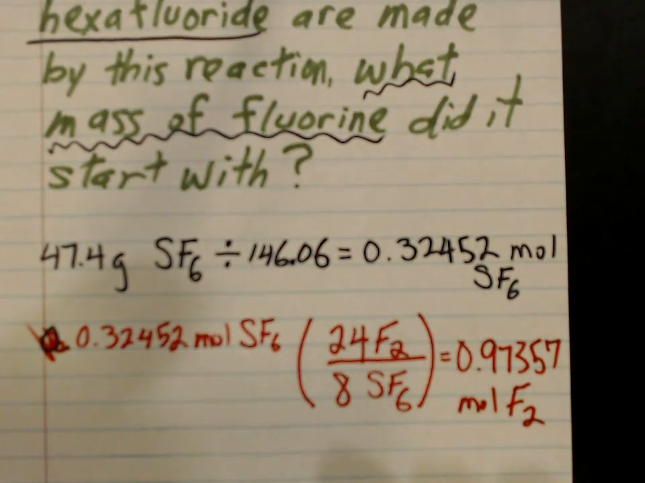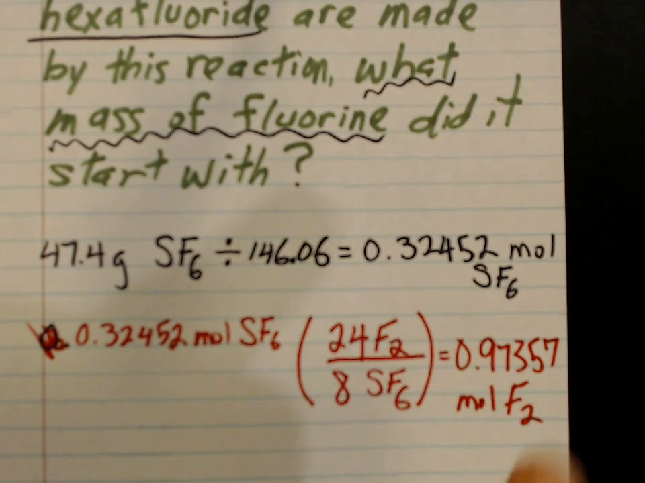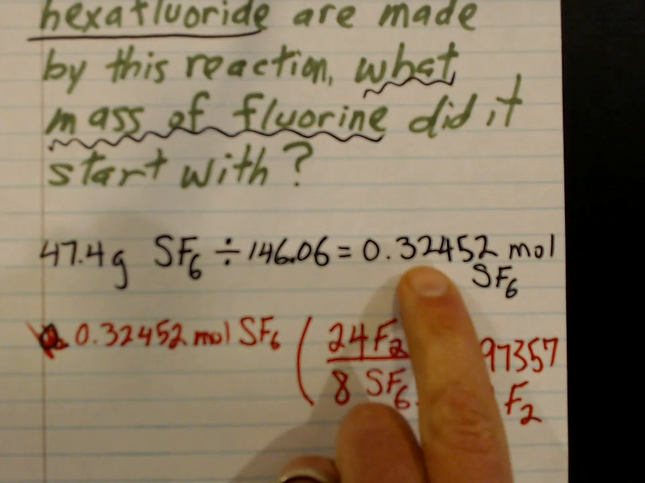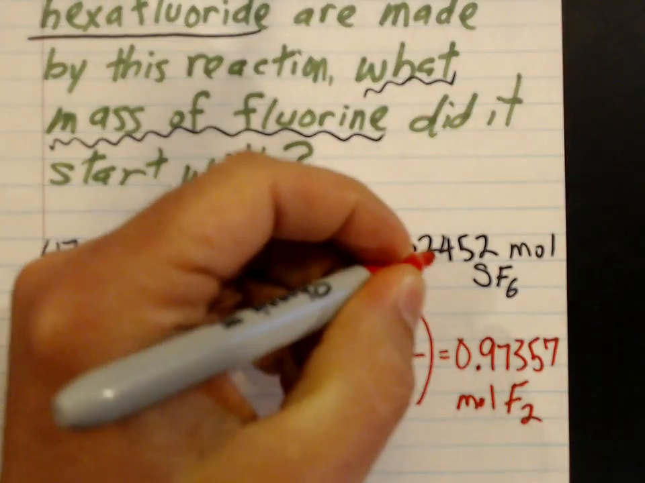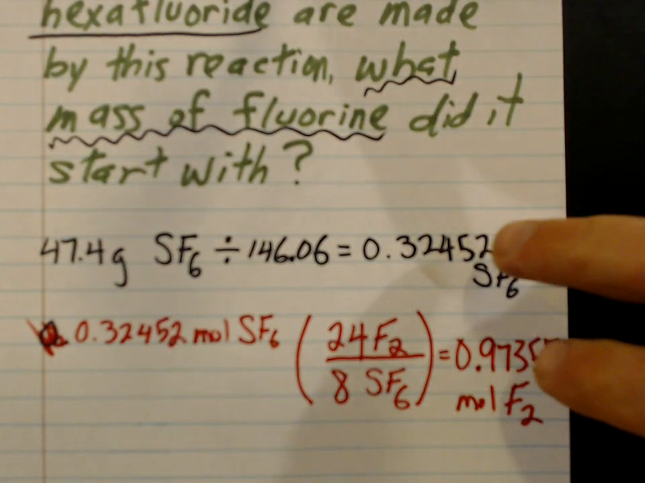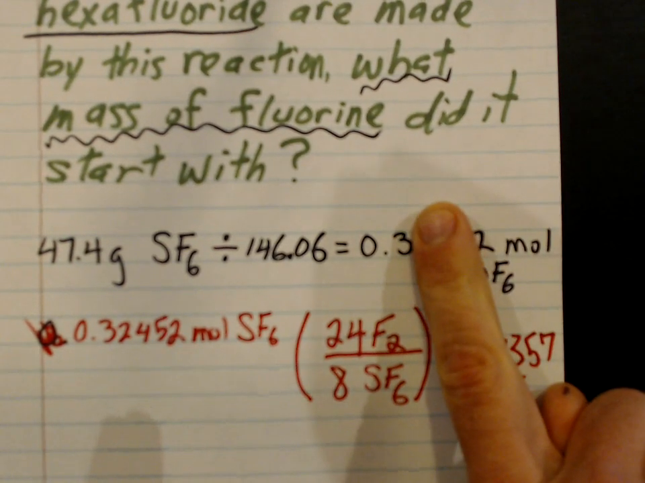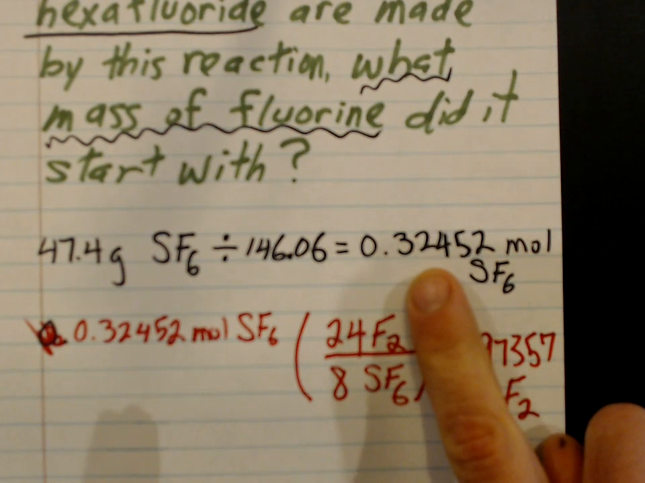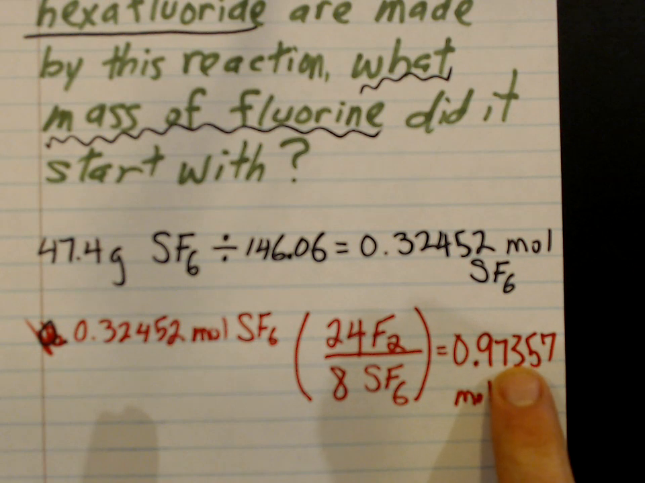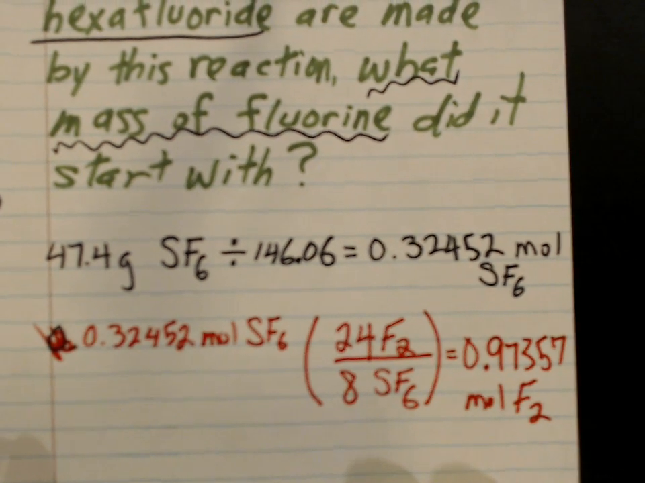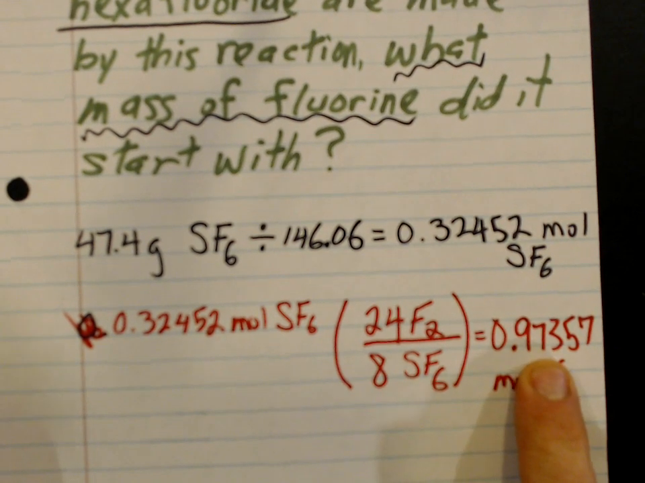One more reminder is that this number here and this number here are not final answers, so I left lots of decimal places, about 5. 4 or 5 is good. You don't want to round these off and cut them too short. 0.3 is actually quite different from 0.32452. 0.9 is very different from 0.979. And if you were to just round this to 1, you'd be robbing yourself of a lot of accuracy, so don't do it.